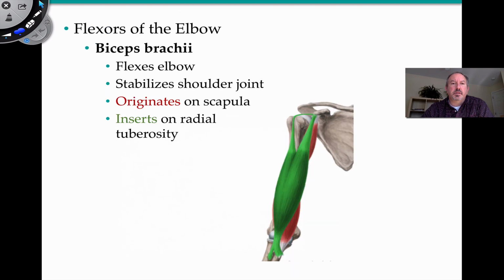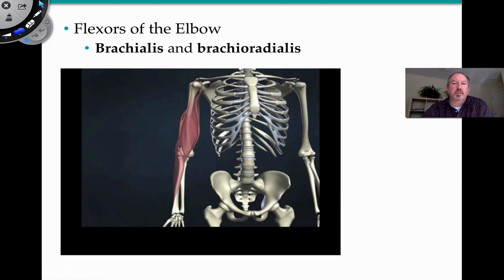All right. One of, again, a famous muscle, biceps brachii, which is capable of flexing at the elbow. It flexes the elbow, and it also helps to stabilize the shoulder joint right there. It does originate at the scapula, as you can see right there. It inserts, or in other words, it attaches to the radial tuberosity, causing the radius to be able to move upward in a flexing motion.